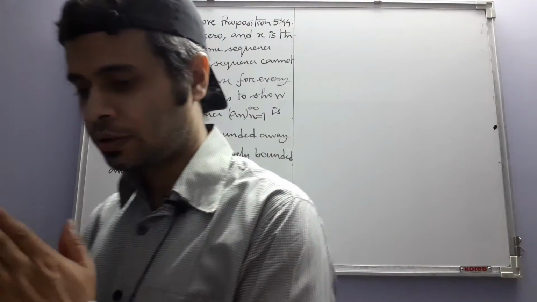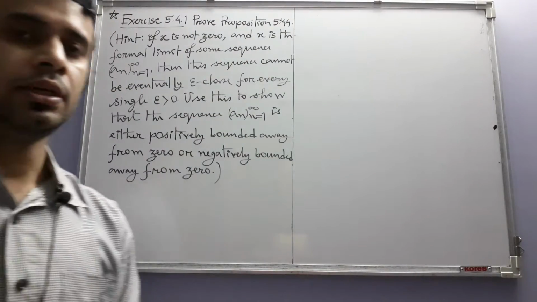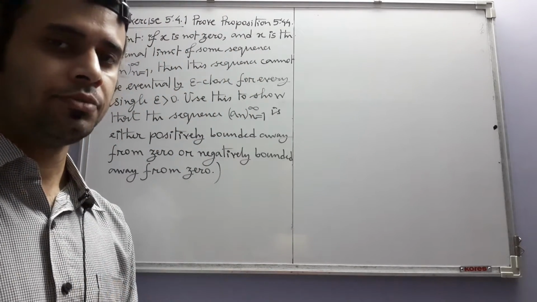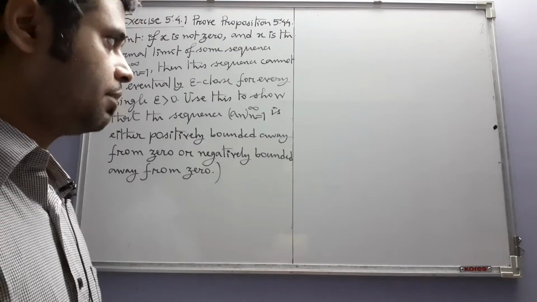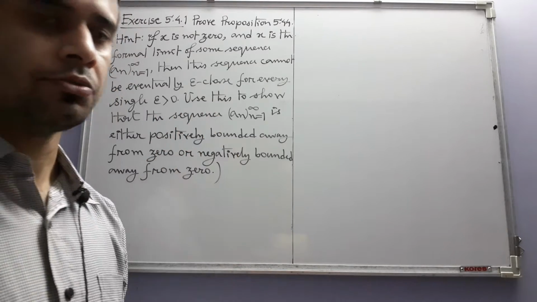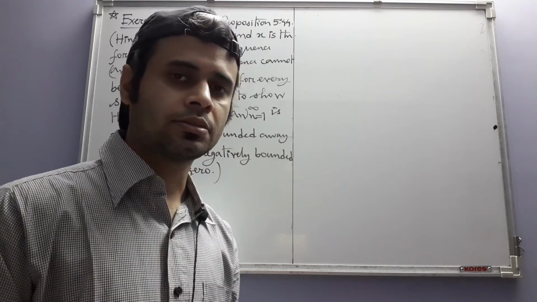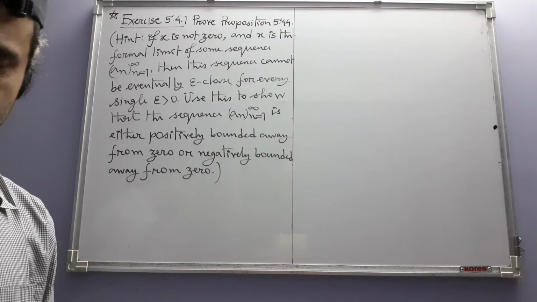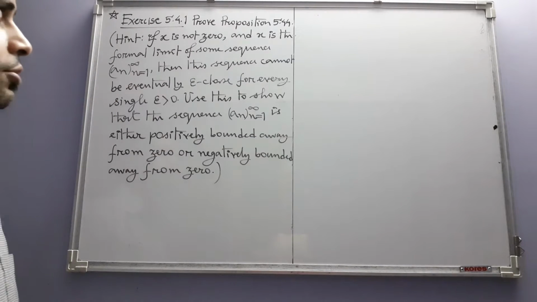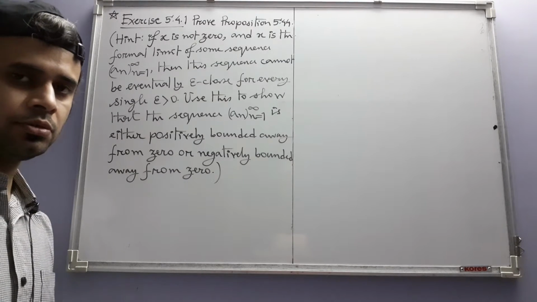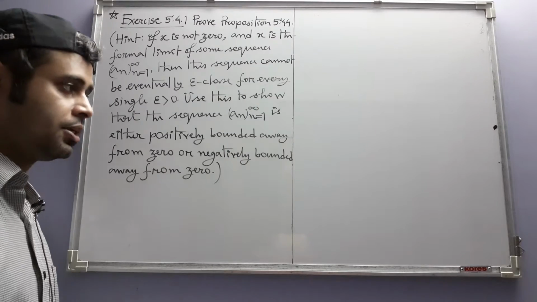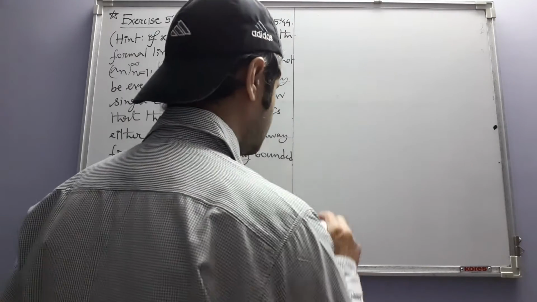Okay, now that we have seen all the properties of order on the set of real numbers that we developed in this section 5.4, it's now time for us to look at the exercises. So this is the first one. Here we have been asked to prove proposition 5.4.4. Let's quickly recall what the statement of this proposition says.